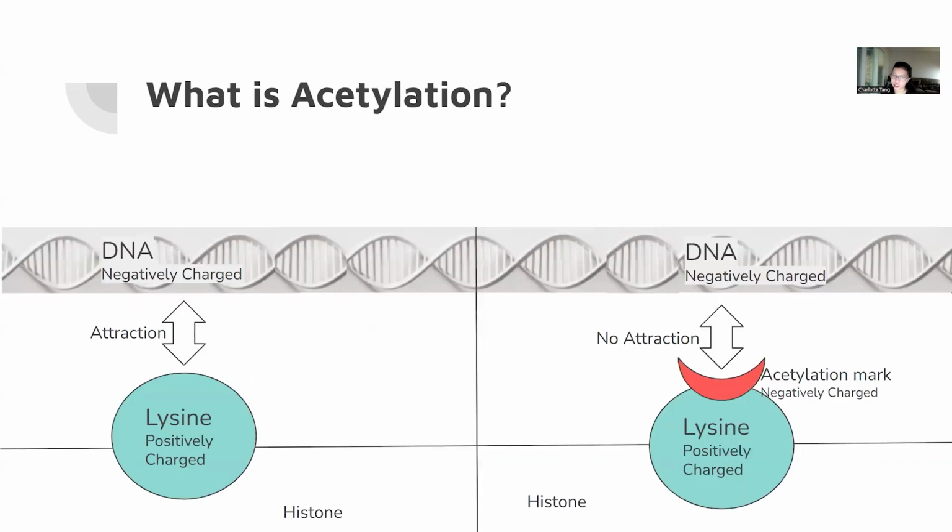And essentially, the mechanism is that DNA is naturally negatively charged, while lysine is naturally positively charged. Lysine, by the way, is an amino acid found on the histone. Lysine is positively charged because of its R group, and since DNA is negatively charged, there's a really natural attraction between the two of them. So when it's deacetylated, the DNA sticks close to the lysine. In contrast, when the acetylation mark is added by histone acetyltransferases, it negates the positive charge of the lysine, resulting in no attraction between the negatively charged DNA and the no longer positively charged lysine. This results in the DNA not sticking as close to the histone, making the DNA more accessible, essentially.